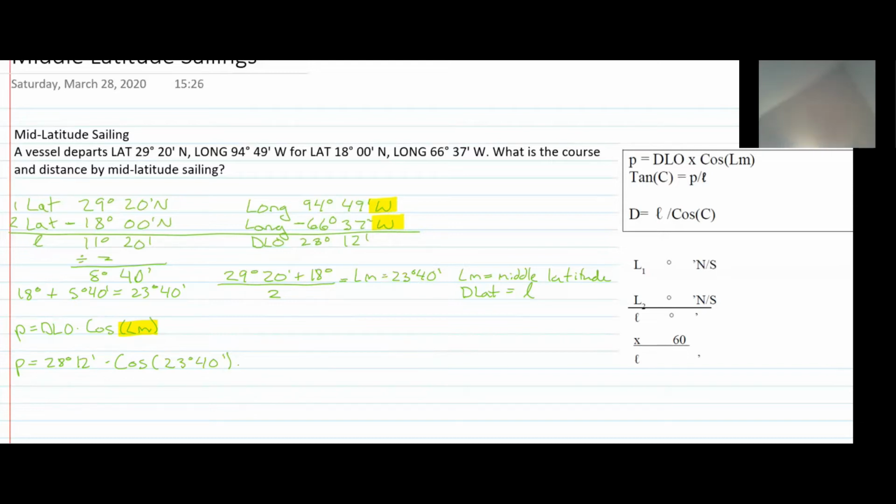P equals 25 degrees, 49 minutes, 41.79 seconds. It's important to keep this in your calculator. You should not round until the very end of the problem.